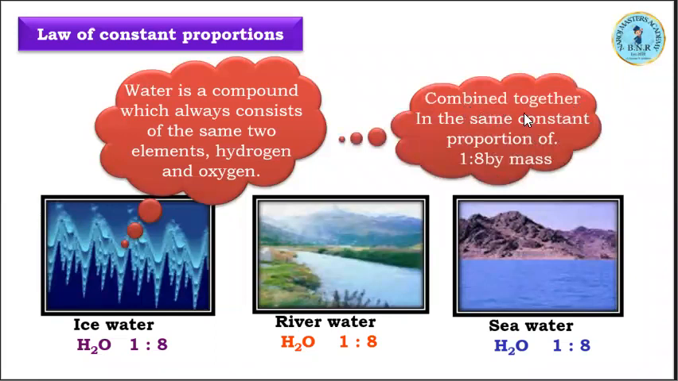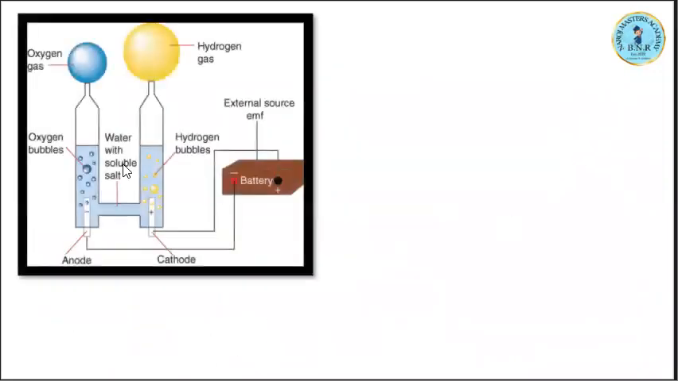They combine together in the same constant proportion of 1:8 by mass. So 1 gram of hydrogen requires how many grams of oxygen? 8 grams. Okay, very, very important.